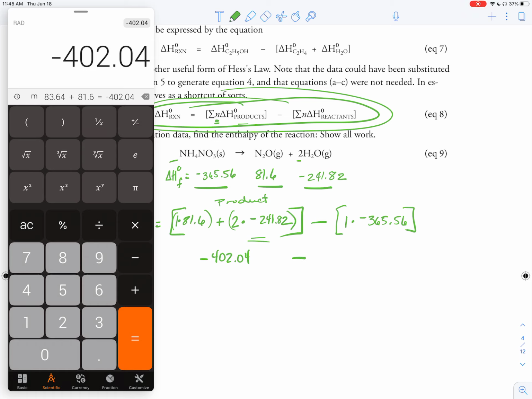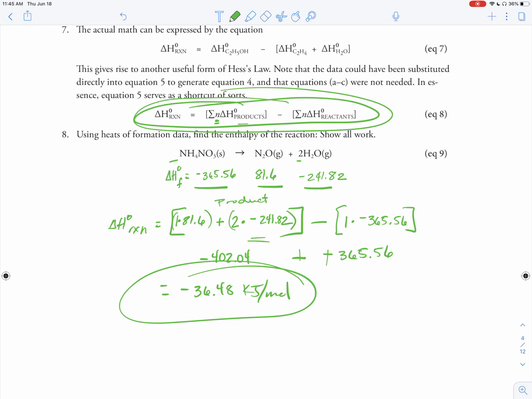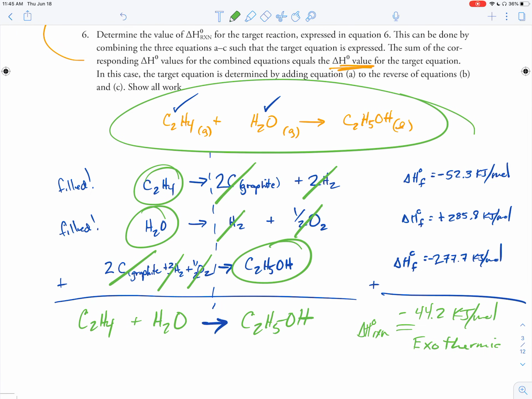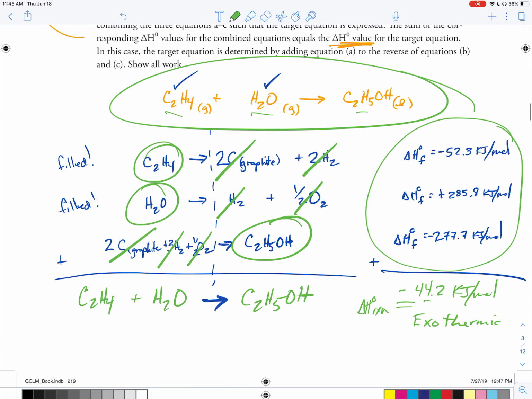And then I'm going to subtract this value, which is negative 365.56. So essentially that's adding, if you will. Or we can put that down here, and it looks like this. So plus 365.56, negative 36.48. And all of these are kilojoules per mole. So that's a simple, shorthand way to do the exact same thing that we've done up here. And you could have done that for this reaction because you knew the delta H naught of formations for each substance in that reaction, and you would have gotten the same number.